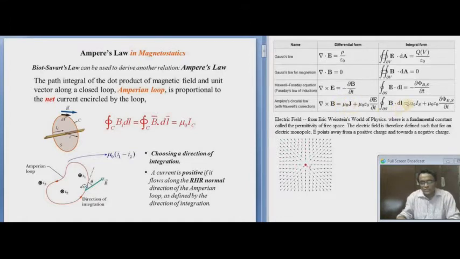That's why in the integral form it comes as the closed integral of B dot dl equal to mu 0 into I, whereas the displacement current is not taken care of here because it is only the current flowing in the conducting medium. Therefore, this B dot dl is equal to mu 0 into I_C, that is the conduction current. It means whenever a current is passing through a conductor, there will be a circular loop of magnetic field associated with it.